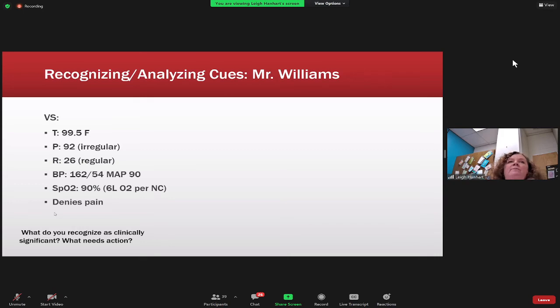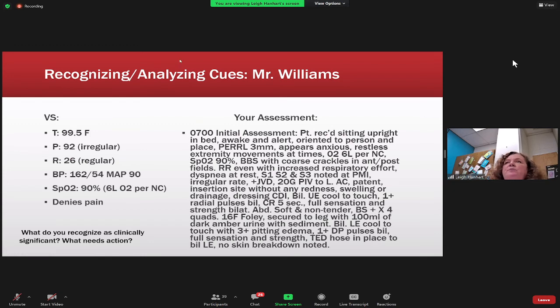Okay. I gotta move my chat over. So you go in and you assess your patient, okay? Initial assessment: patient received sitting upright in bed, awake and alert, oriented to person and place. PERRL, 3 millimeters, appears anxious and restless, restless extremity movements at times, O2 6 liters per nasal cannula, SpO2 90%, bilateral breath sounds with coarse crackles in anterior and posterior fields, respiratory rate even with increased respiratory effort, dyspnea at rest, S1, S2, and S3 noted at PMI, irregular rate, positive JVD.